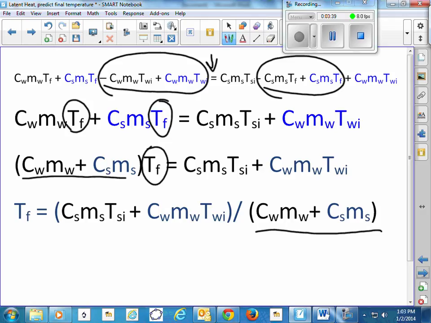Well, all of those things we can measure. We can measure the mass. We can look up the heat capacity in a table. We can measure the initial temperature. We can look up the heat capacity of water. We can measure the mass of the water and the initial temperature of the water. And so everything on the right-hand side we can either measure or look up in a table, and so we can predict what the final temperature will be.